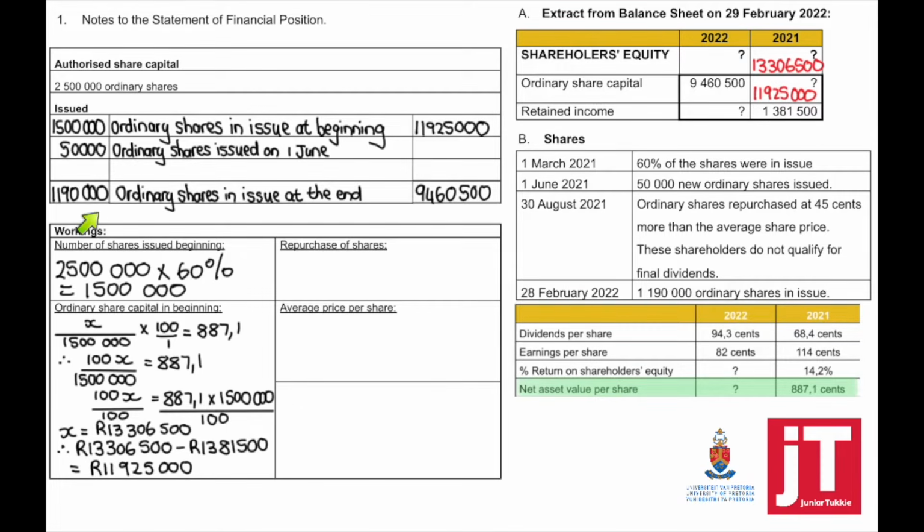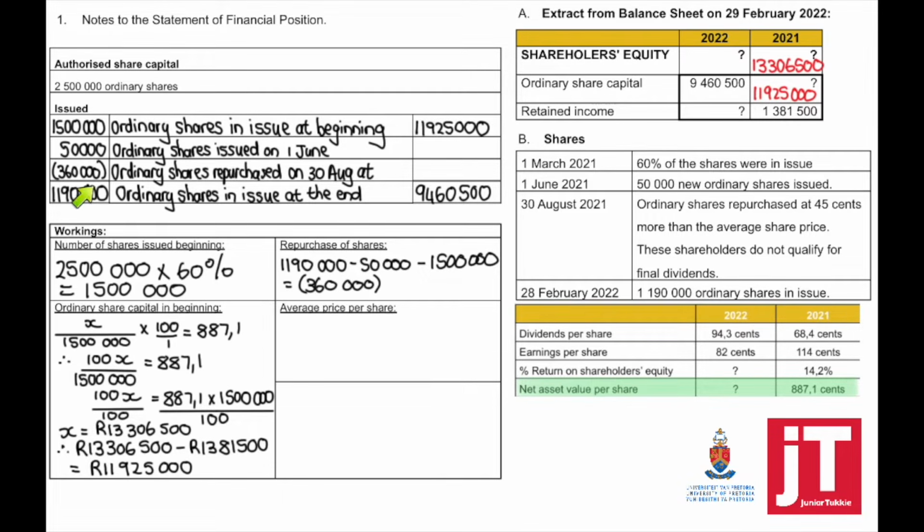So to calculate it, we've calculated the balance in the beginning. I know that 50,000 shares were issued and the balance at the end was given. So the difference is 360,000, and that is the ordinary shares that were repurchased on 30 August. But now we need to calculate the average price. So how do we calculate the average price?